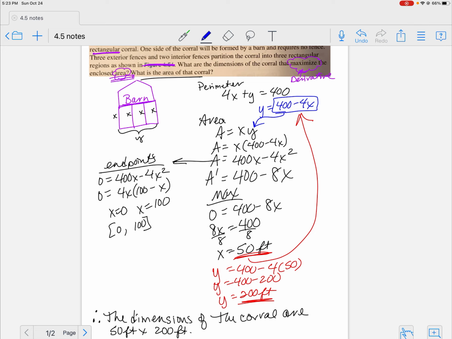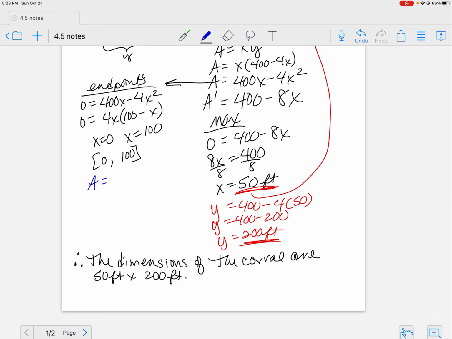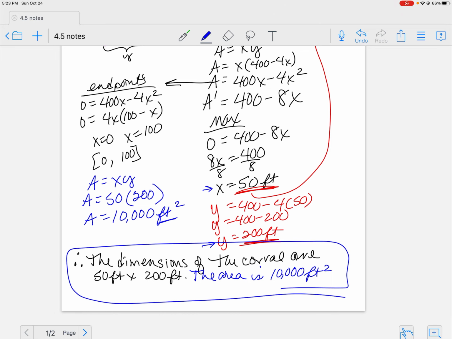Okay, let me change colors just because it's getting crazy up in here. So my area is x times y. We now have an x and we have a y. So my area is going to be 50 times 200. And yes, I expect you to be able to do this without a calculator, for crying out loud. 5 times 2 is 10, and then tack on 3 zeros. This is area. So when you have area, you have a square unit. So the area is 10,000 feet squared. And that is our final answer.